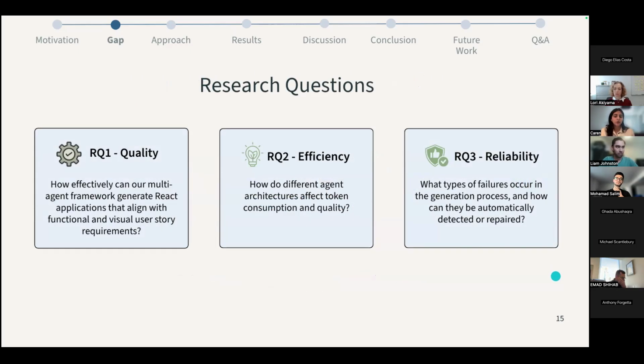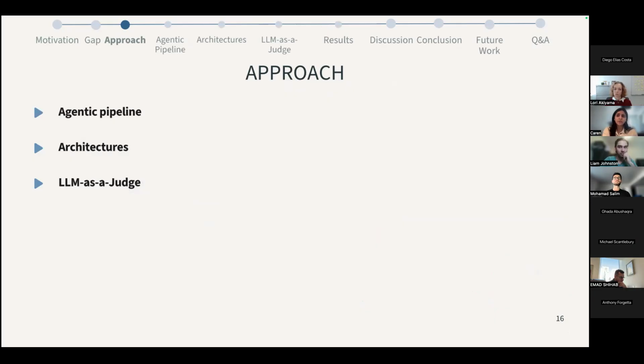To study these challenges, we organized our research questions into 3 different themes: quality, efficiency, and reliability. In RQ1, we focus on generation quality. We ask whether multimodal multi-agent systems can generate applications that align with both functional requirements and visual designs. In RQ2, we focus on efficiency, where we study how different architectural coordination strategies affect token consumption and output quality. And finally, in RQ3, we focus on reliability. We analyze the types of failures that occur in the pipeline and investigate how lightweight recovery mechanisms can stabilize the generation.